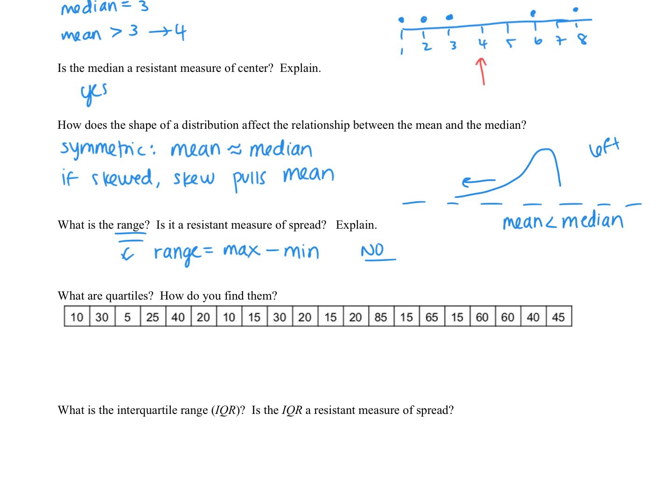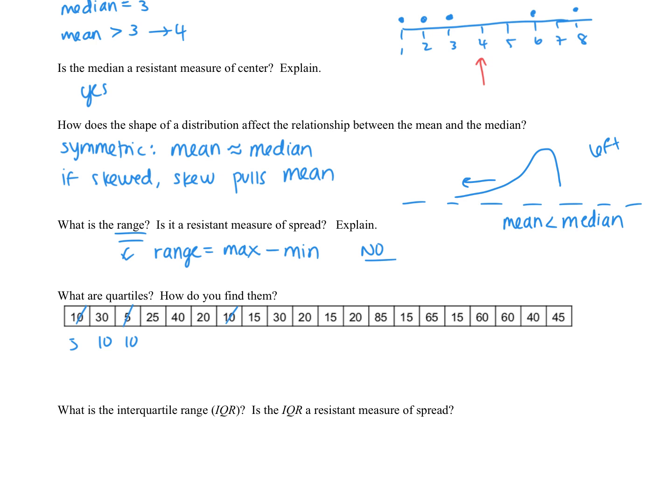Okay, next thing we got to talk about is quartiles. Now, unfortunately, we do need to order these numbers to find the quartiles. So we're going to do it by hand, and then I'll show you how to do it on the calculator. Please make sure I'm doing this correctly and that I don't miss a number. So the smallest one is 5. And then I think we have 10, 10, 2 10s.